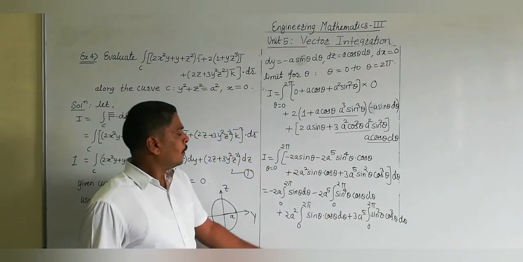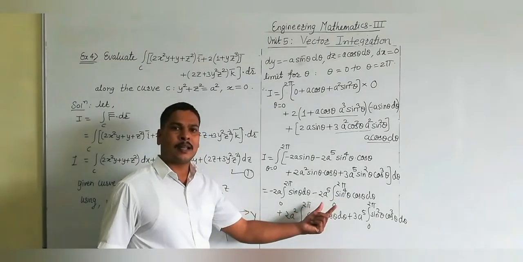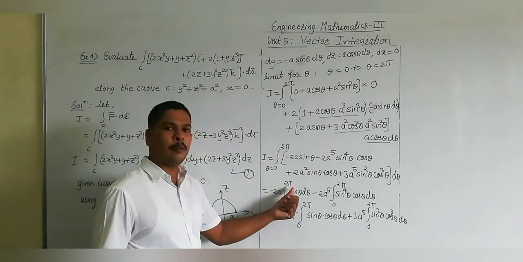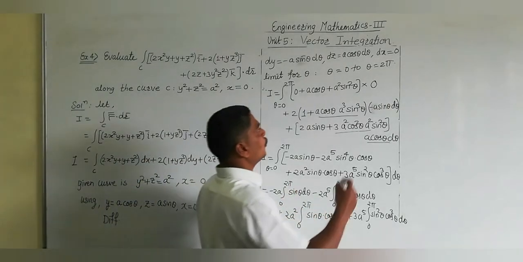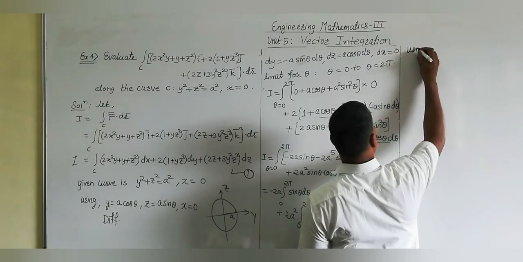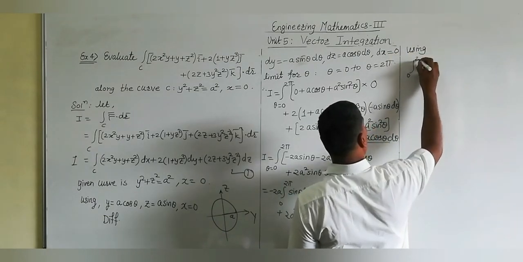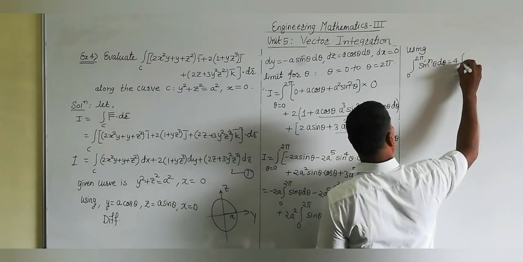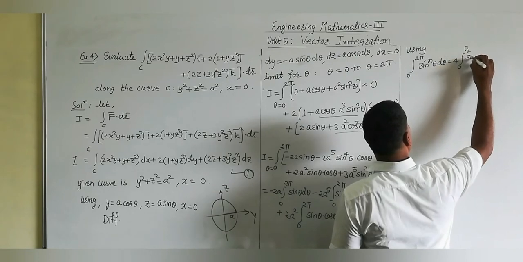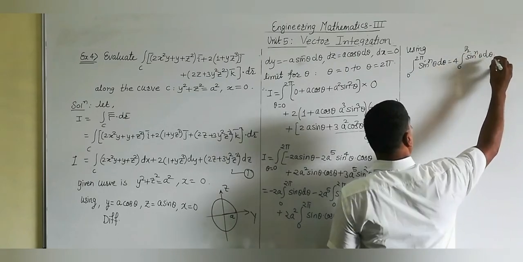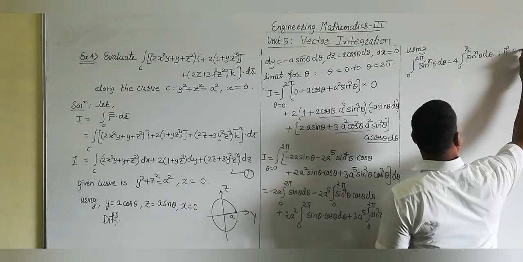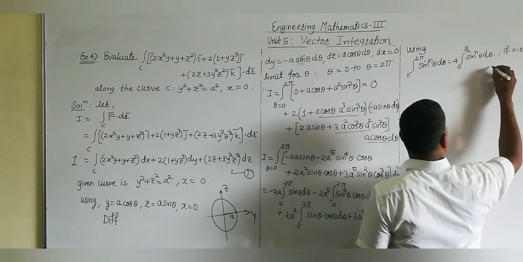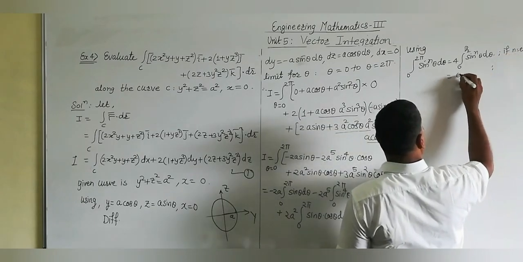Okay. Now these integrands are power functions of sine and cos, and the lower limit is 0 and the upper limit is 2 pi in all integrals. So use the reduction formula. Using the formula: integration 0 to 2 pi sine raised to n theta d theta is equal to 4 times integration 0 to pi by 2 sine raised to n theta d theta if n is even, and this is 0 otherwise.